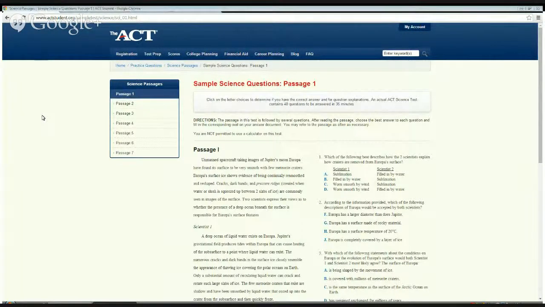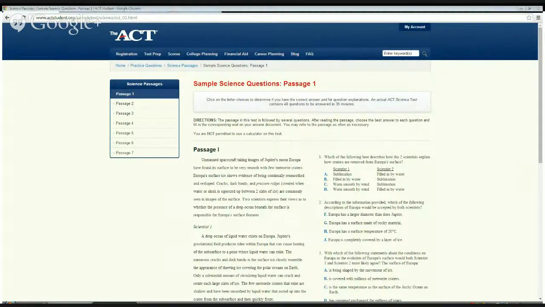So this is what you would find for the conflicting viewpoints passage. And like I said, there's only one on the ACT. It's a little bit longer and it has the most questions, but there is only one. So if this is your favorite science passage, fortunately, this is it. There's one. But again, it takes a little bit longer too. There's a little bit more reading.